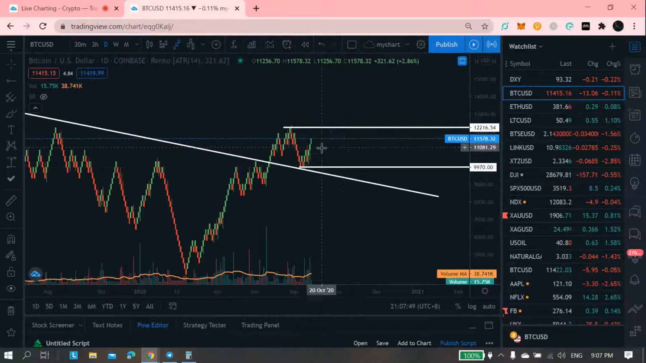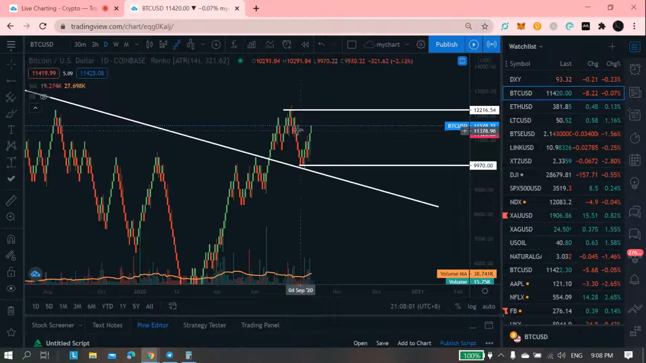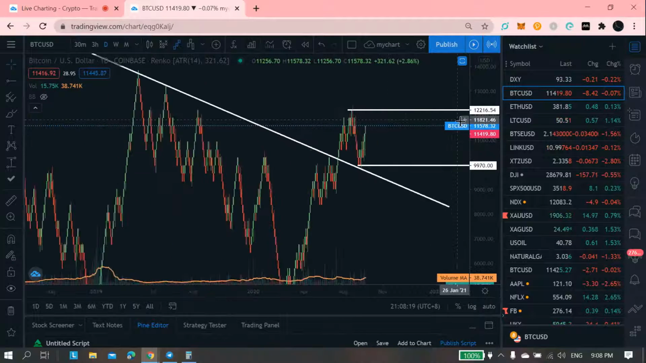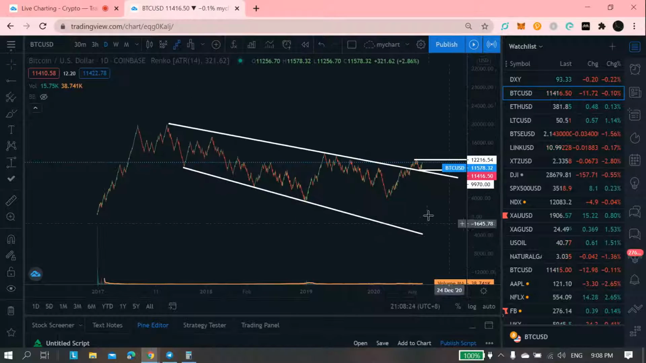And of course, the resistance is the blue line here, or the top of this Renko chart, which is 11,578. For it to move higher, another Renko chart will be formed, and that's another resistance of 11,899, or around 11,900, before it moves to our strong resistance, which is 12,200. So I think that's it, guys. If you have some questions, chat.